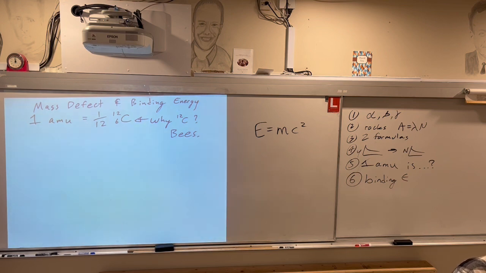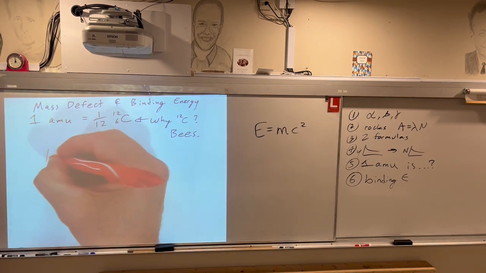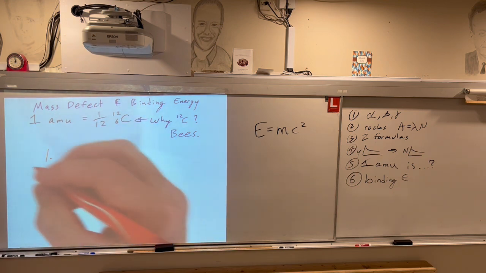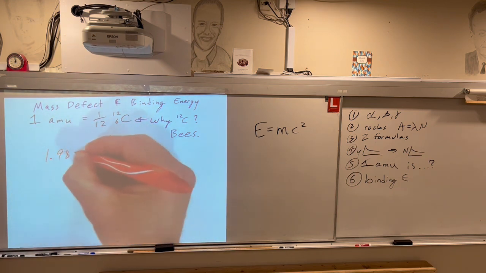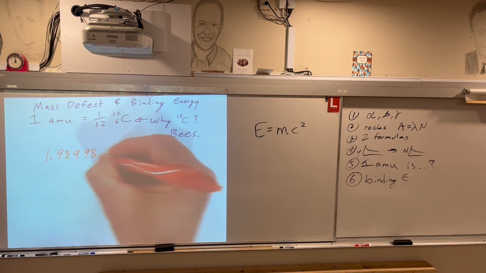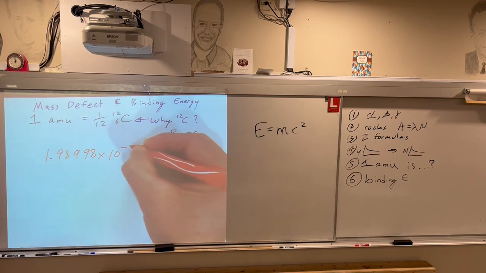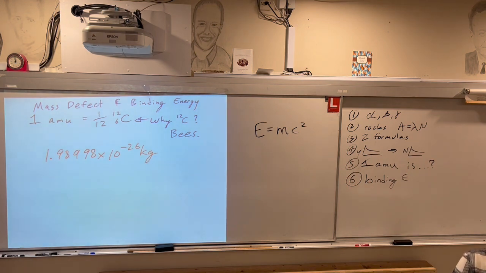Okay, now, if you weigh carbon and you get the mass of a carbon-12 in kilograms, you'll find it is 1.98998 times 10 to the negative 26 kilograms. Bees? That's the mass of bees? No, that's the reason. Bees is the reason for the mass.